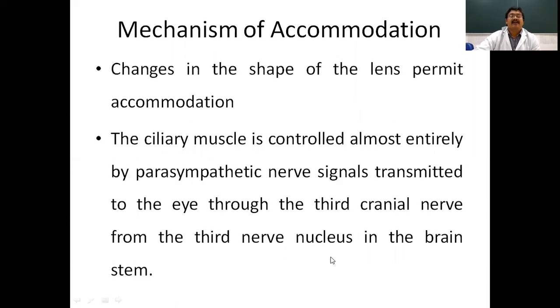The change in the shape of the lens permits accommodation. The ciliary muscle is controlled almost entirely by parasympathetic nerve signals that are transmitted to the eye through the third cranial nerve, the oculomotor nerve.